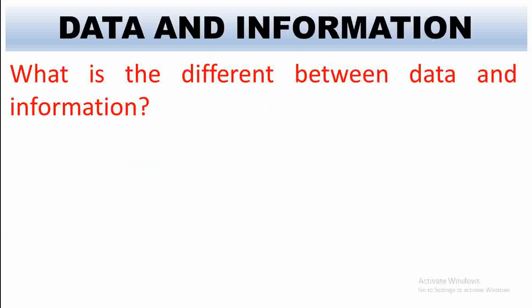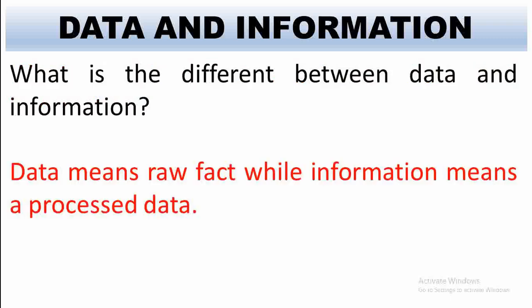Then what is the difference between data and information? If you remember, we said we send data to the computer through input devices, while we receive information through output devices. Why do we call it data? Why do we call it information? What is the difference between these two? Data means raw facts, while information means processed data.